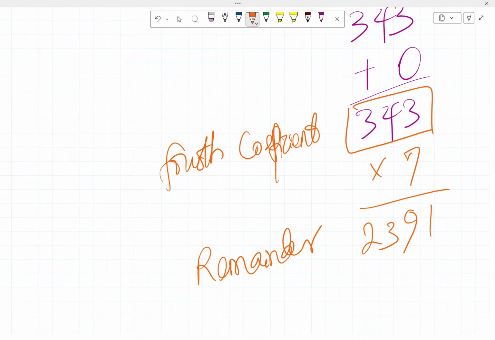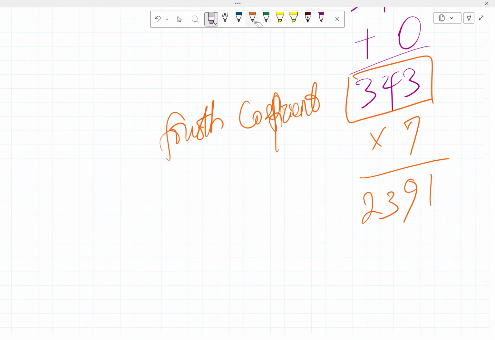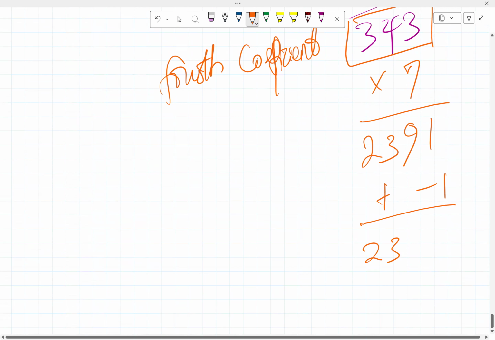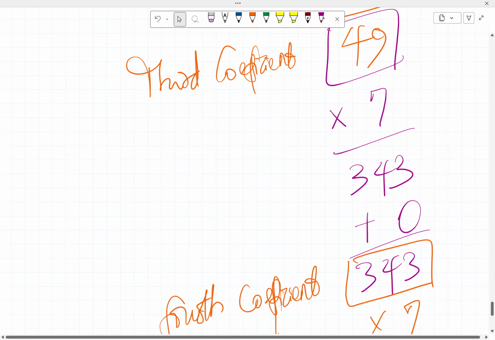I hope. Okay, then no, this cannot be the remainder. So after multiplying, we have to still add the last coefficient, which is -1. So we have -1, and that would be 2390. That's 2390. And then we have to pay attention to this one. So this is the remainder now. Okay, so we have those coefficients.